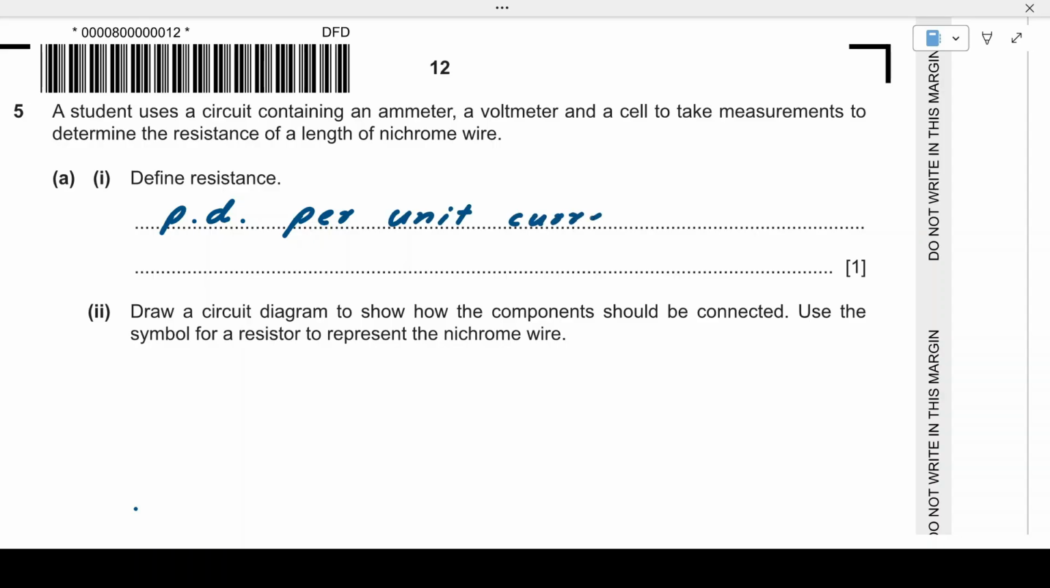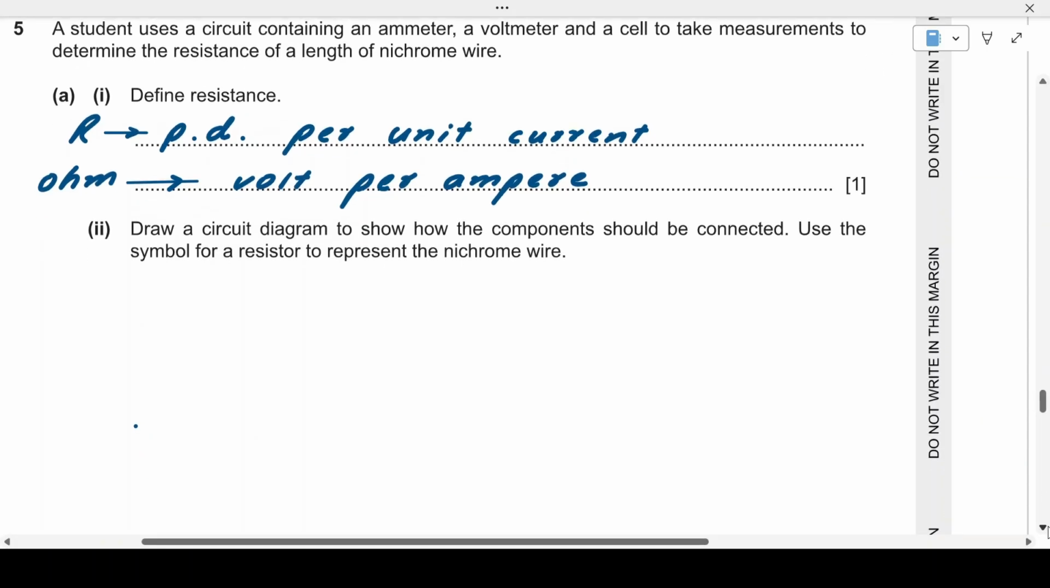So resistance is a physical quantity, it must be defined in terms of quantities. But if the question were, for example, to define ohm, but for the resistance we have the first one. Quantity is defined in terms of the quantity. Unit is defined in terms of the unit.